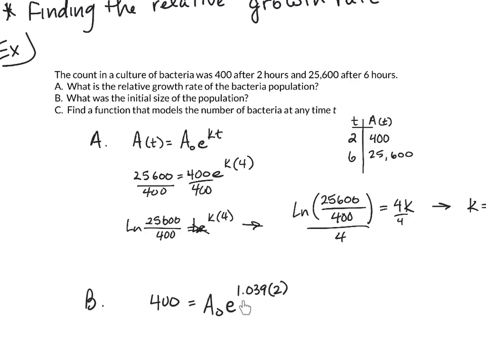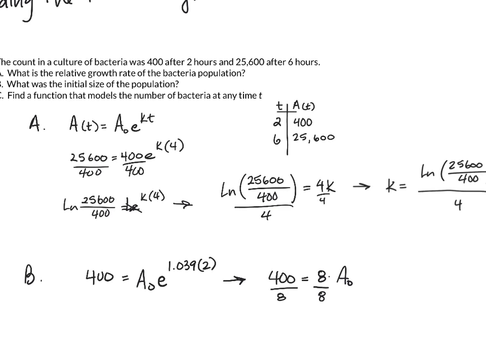So on a calculator, if you have e raised to this power, it turns out to be 8. So 400 equals 8 times the initial count. Again, if you plug this into your calculator, e to the 1.039 times 2, you get 8. So then we divide the 8 over, and the initial count is 50.